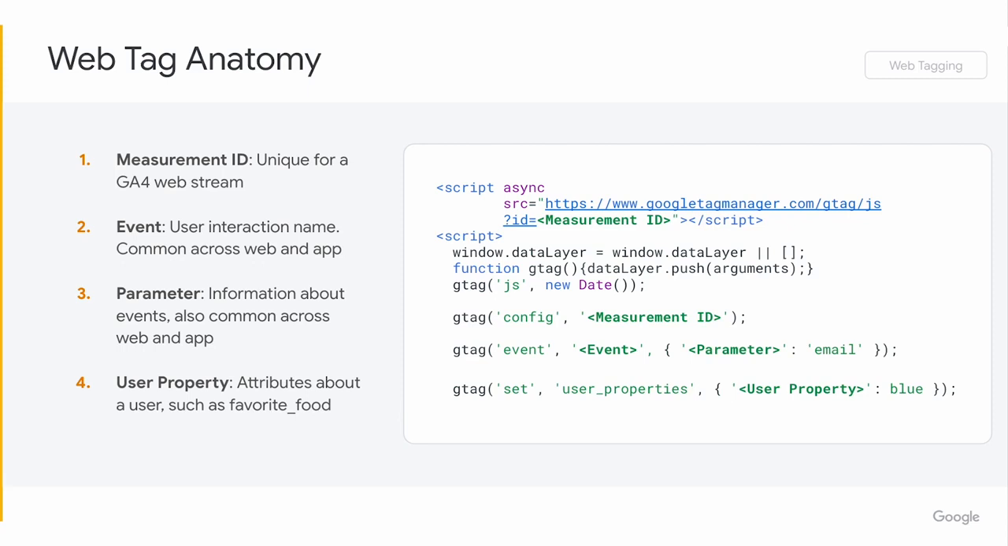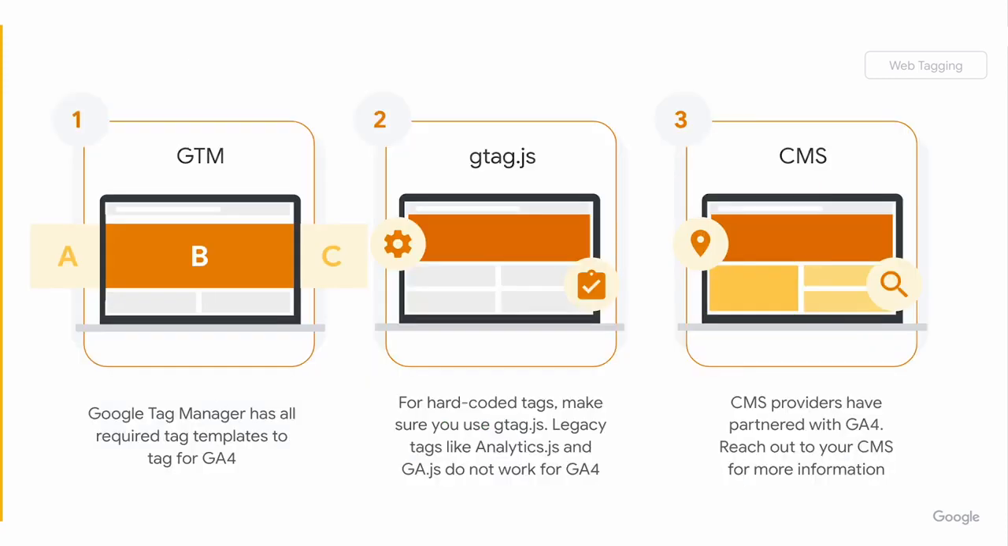Make sure you hit these, add these key elements on there, especially that measurement ID. When you're thinking about setting all of this up, there are multiple routes to take because GTAG.js doesn't always work for every scenario. Let's talk about each one of these.